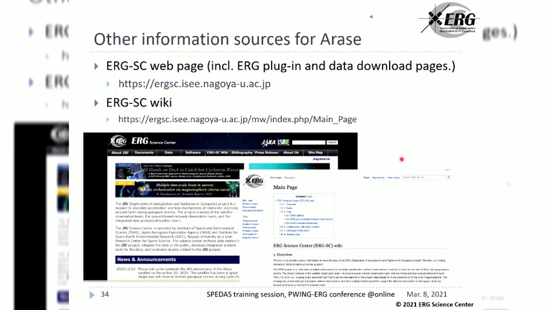And finally, we'd like to mention the ERG Science Center web page. So here is the web address for the ERG Science Center web page. Please visit this web page to see the ERG's RSA project and to get the plugin analysis tool and data. And this is the ERG Science Center wiki page, linked from the ERG Science Center web page, which includes several useful and necessary pieces of information about data analysis. So we also suggest you visit this wiki page.